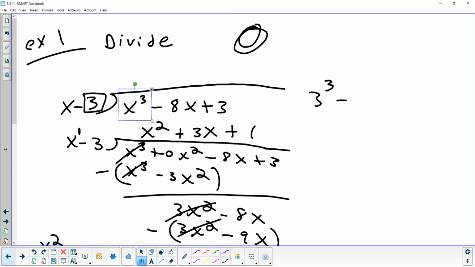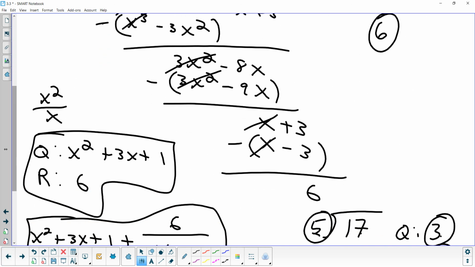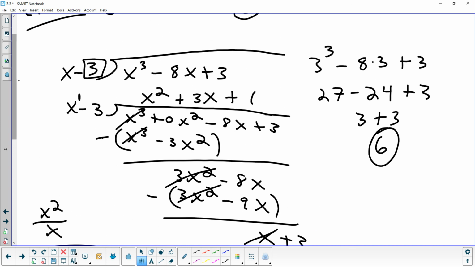3 cubed minus 8 times 3 plus 3. Sebastian, what's 3 cubed? 27. 8 times 3 is 24 plus 3. What's 27 minus 24? Yep. 3 plus 3? 6. Now scroll down and look at what the remainder was that we had. 6. So if all you want to figure out is the remainder, that's all you have to do.